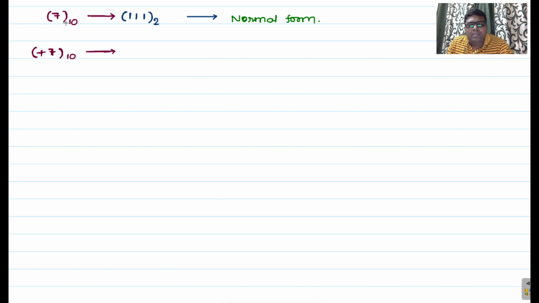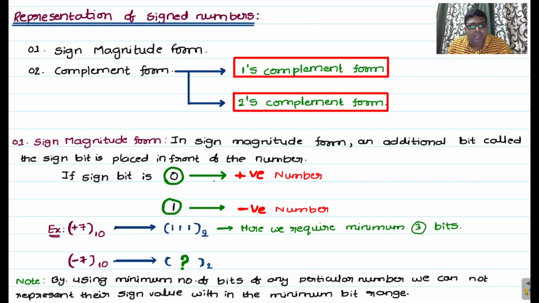So now I have to represent it in its binary format, that is 111 base 2. Triple 1 base 2. This is the normal form. Now I will take positive 7, otherwise plus 7. Here I am taking plus 7 base 10. In normal form, that 7 requires a minimum of 3 bits. So what was our statement on the previous page, if you are looking?